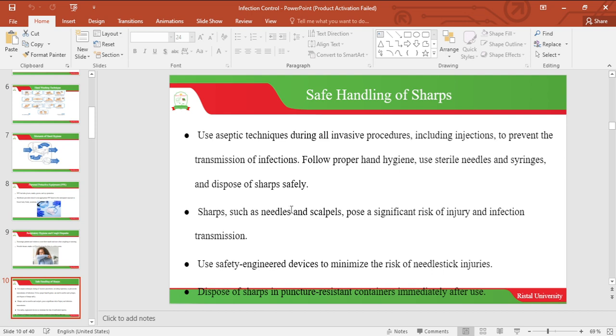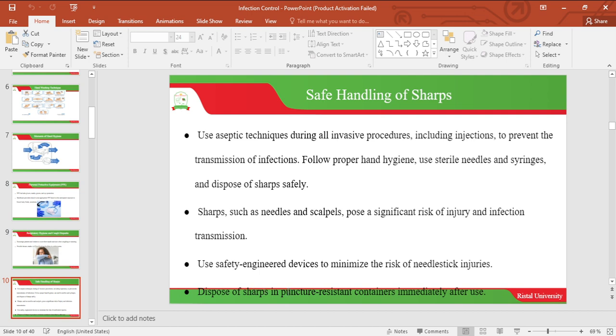Sharps such as needles, scalpels, these usually pose a risk of injury and infection transmission. That's why immediately after carrying out a procedure, dispose the sharps, whether they are needles or scalpels, into a safety box. Use safety engineered devices to minimize the risk of needle stick injuries. When it comes to needles, do not recap the needle because in the process of recapping it, it can easily injure the health worker.